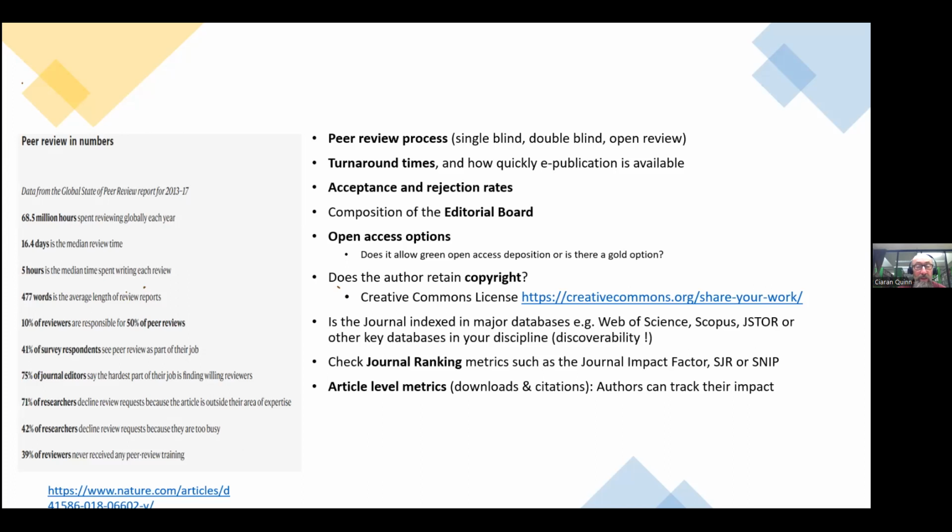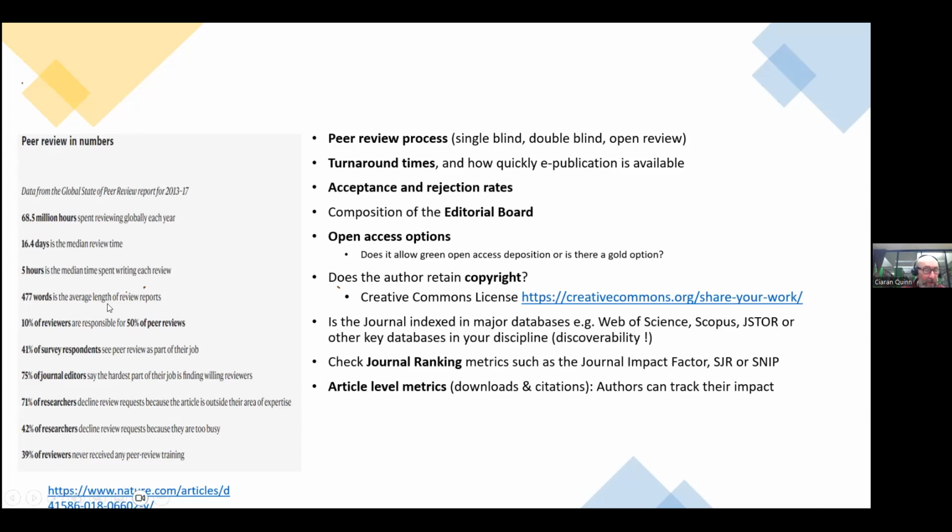indexed in them. Then the journal ranking metrics, so things like journal impact factor, scientific journal rankings, source normalized impacts, they're all ones that can be checked as well. And I'm going to talk about those again in a minute. And then article level metrics, so number of downloads, citations. You can kind of track your own impact, see the interest you're getting in your papers.